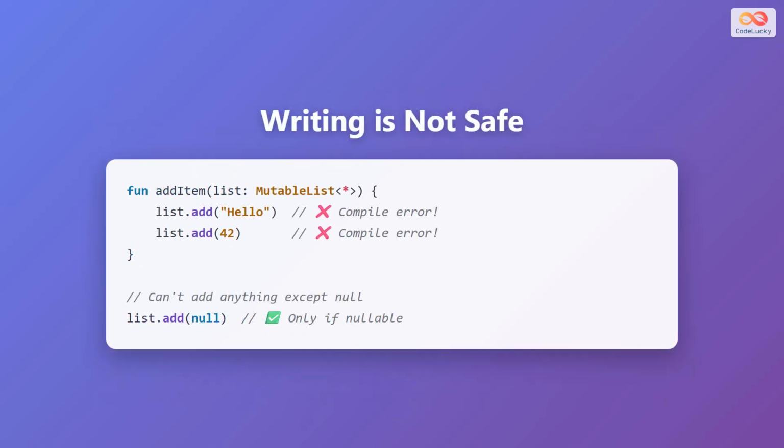Writing to star projected types is not allowed. When you try to add a string or an integer to a mutable list with star projection, the compiler prevents it with an error. This is because Kotlin cannot guarantee type safety if you could add any type of element. The only exception is adding null, and that only works if the underlying type is nullable.